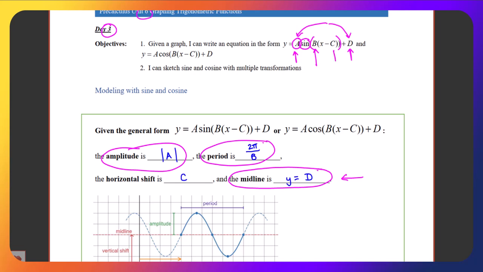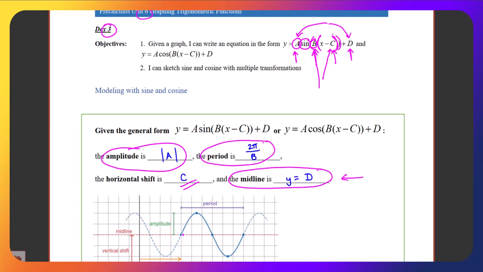And then C is our horizontal shift. Notice that we have to factor the B out of the X, so we get the shift separate from the period. You have to separate them by factoring.